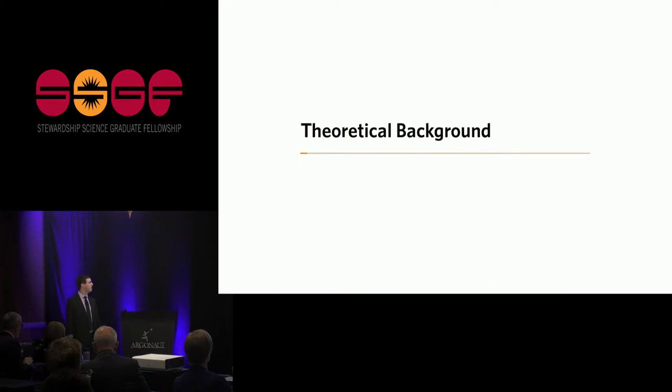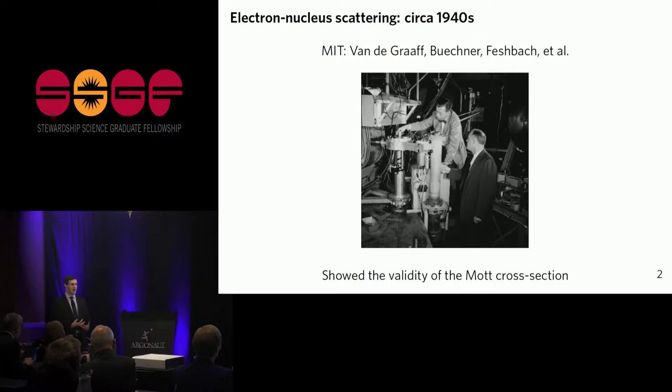So before getting into all the details of what we've been doing, I'd like to start off with some theoretical background. Let's get this out of the way. Electron scattering is a tool that we've used to study nuclei for decades. It got its start around the 1940s, and some of those first experiments were done at MIT by Van de Graaff, Buckner, Feshbach et al. Here's Buckner and Feshbach working on a machine that you may see later.